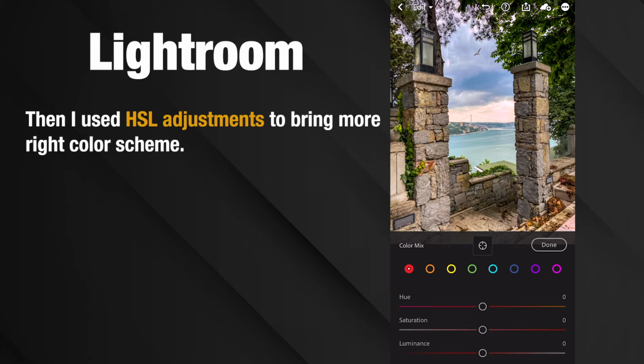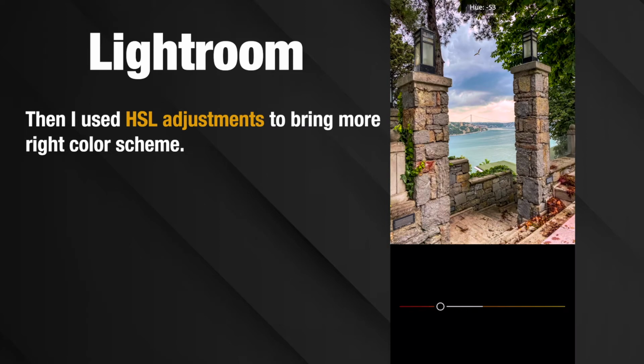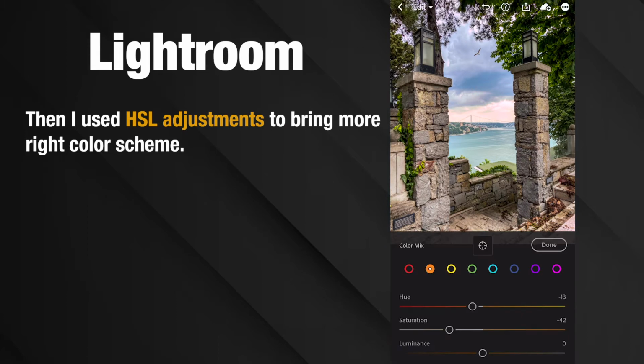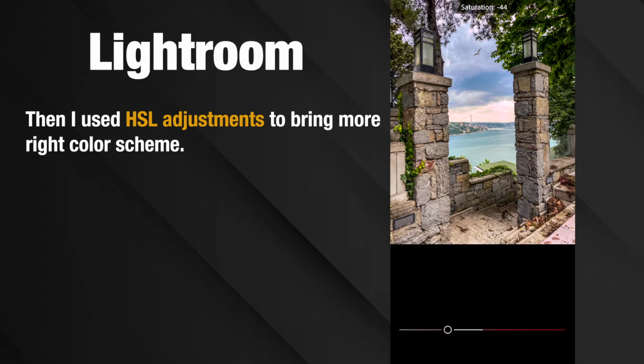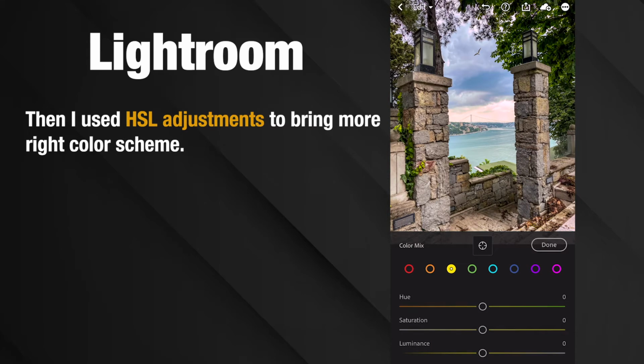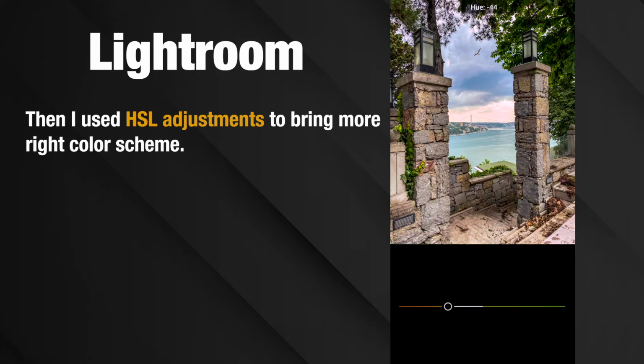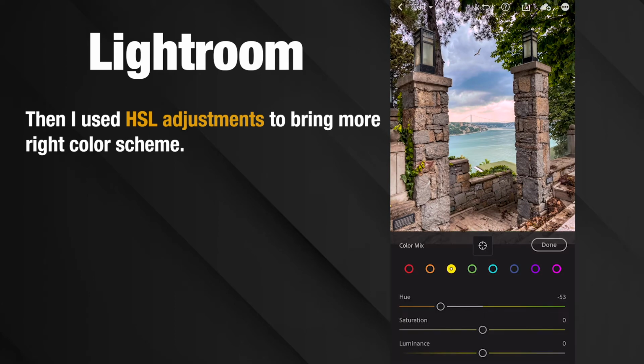I start with the reds. I try to see where the reds are affecting. So I decrease a bit hue, saturation, and continue with the reds. And here I look for the yellow. So I decrease the yellow.